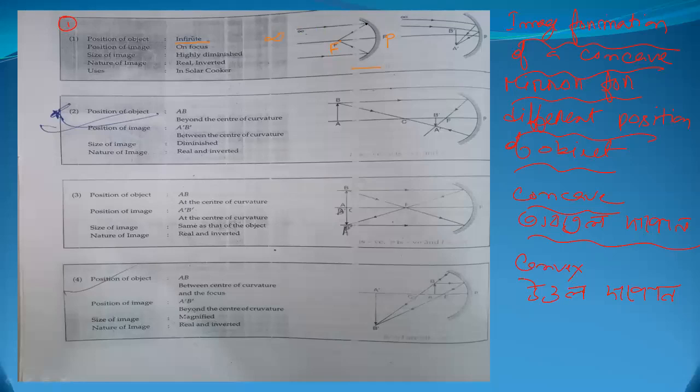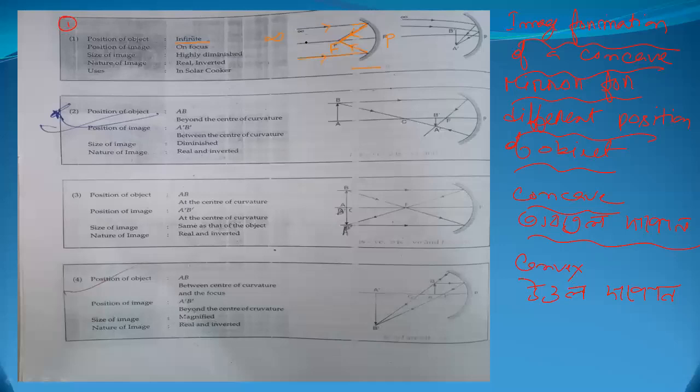So after striking, see, this ray will pass through the focus. In the same way, another ray comes, this is parallel to your principal axis, and after striking, again it will pass through the focus. Clear?